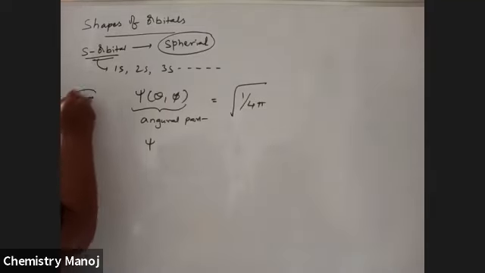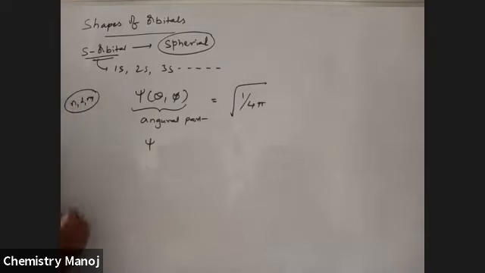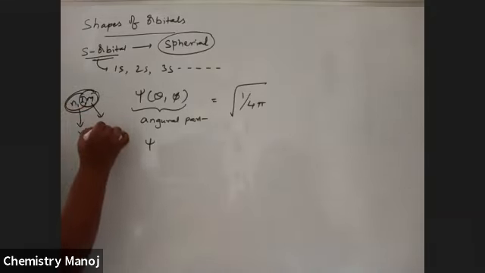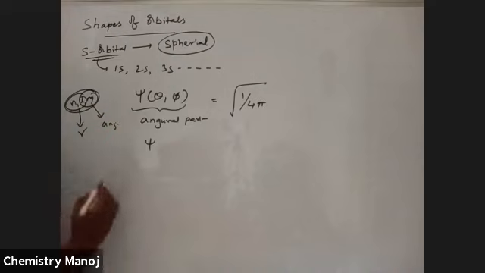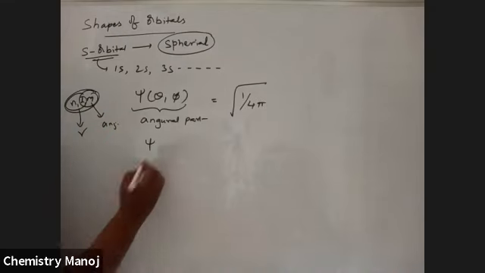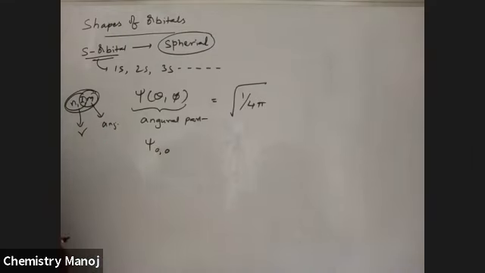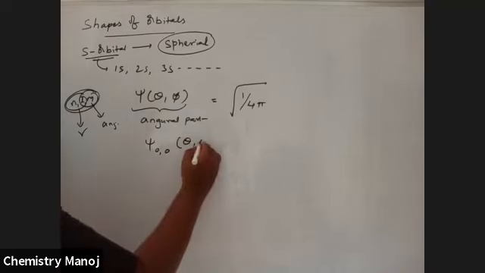N, L, M are used for the radial part and angular part. N and L are for the radial part. L and M are for the angular part. Therefore, for an S orbital, the L value is 0 and the M value is also 0. That is for theta and phi.